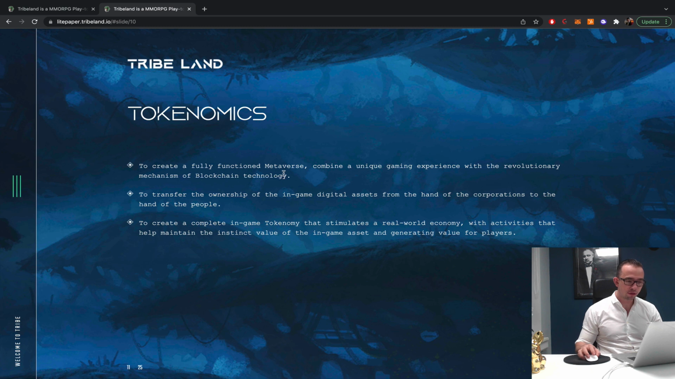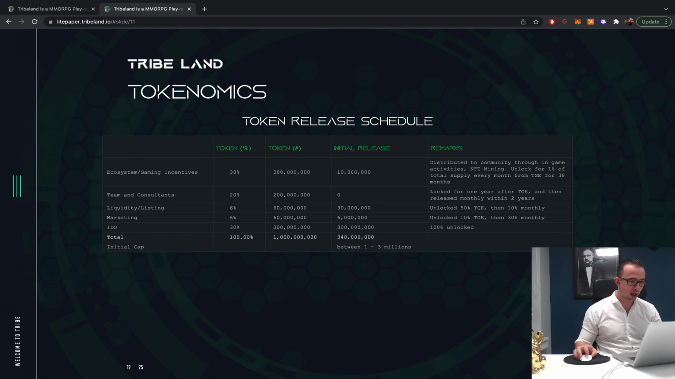To create a fully functioning metaverse, combine a unique gaming experience with the revolutionary mechanism of the blockchain to transfer ownership, yep, okay. What are the tokenomics? Here we go. We have ecosystem and gaming incentives, 38% of a total of 380 million tokens. Initial release, 10 million. Distribution to community through in-game activities, NFT mining, unlock for 1% of total supply every month from TGE for 38 months. So there's quite some longevity there.